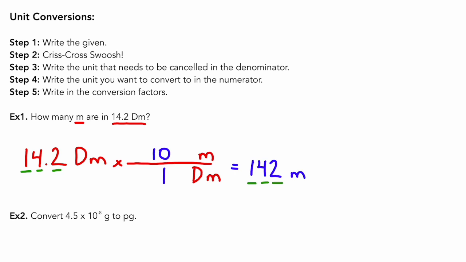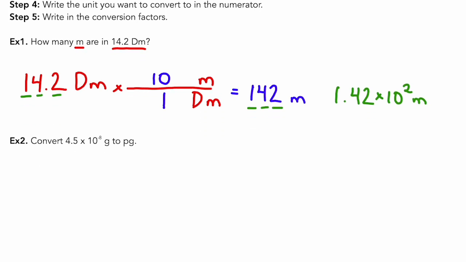Now, if you want to write instead of 142, let's say you plug this into your calculator and it gave you 1.42 times 10 to the second meters, that is perfectly fine. 142 is in standard notation. 1.42 times 10 to the second is in scientific notation. So either one is totally fine. Let's look at another one.